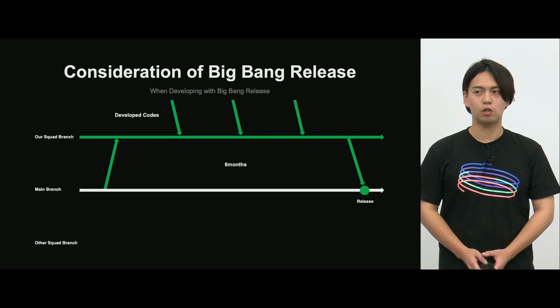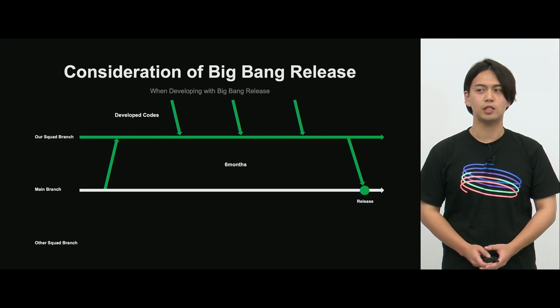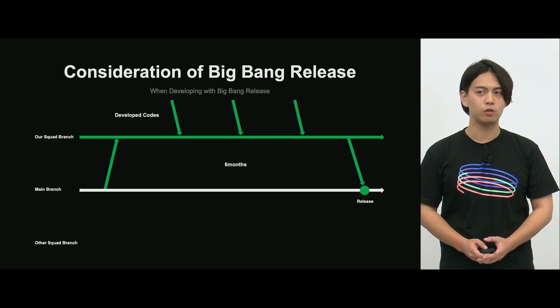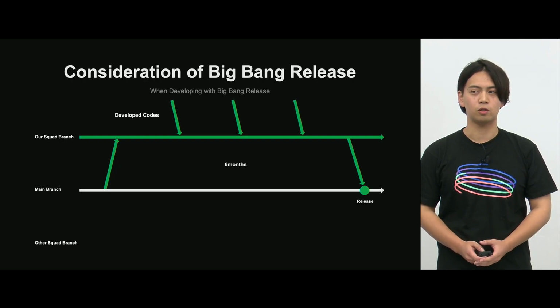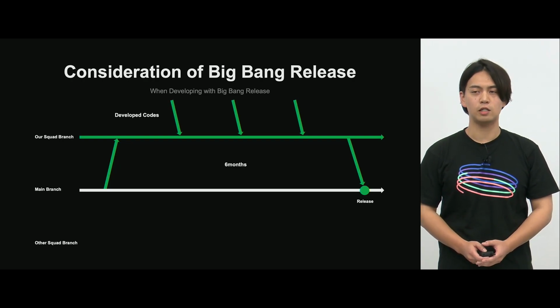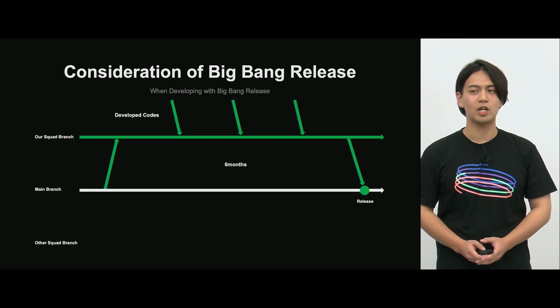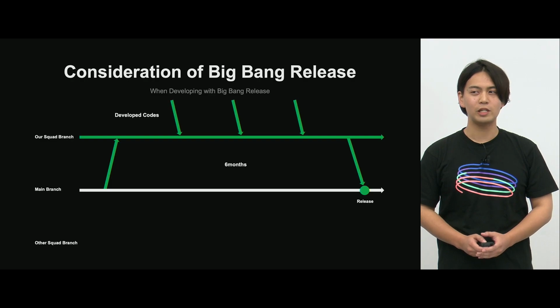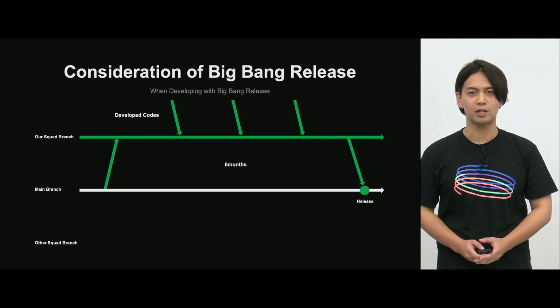The first thing we thought of for large-scale development was to complete all feature development and the QA on the feature branch, and then merge it into the main branch for a big bang release. However, it didn't work. Given our development structure, we thought there were going to be some challenges.